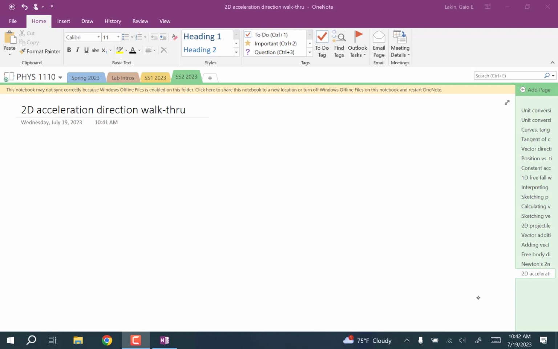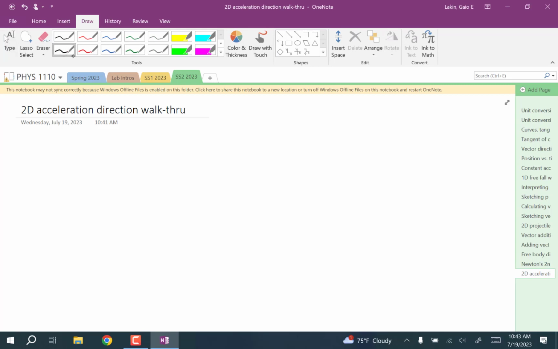Okay, this is a walkthrough of how to do problems like in the 2D acceleration lab. Remember that now we've been dealing a lot with position versus time graphs that represent one-dimensional motion. This is a totally different thing. This is the path of an object as it moves through a two-dimensional motion. So let's say we have an object that's going through a path like this.